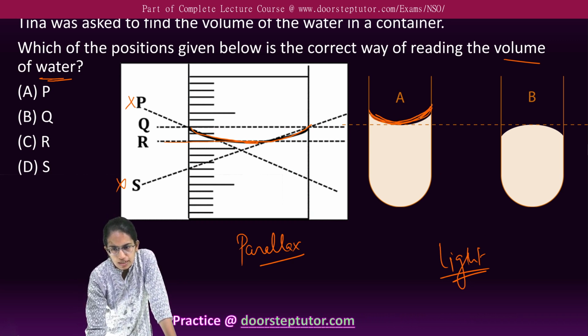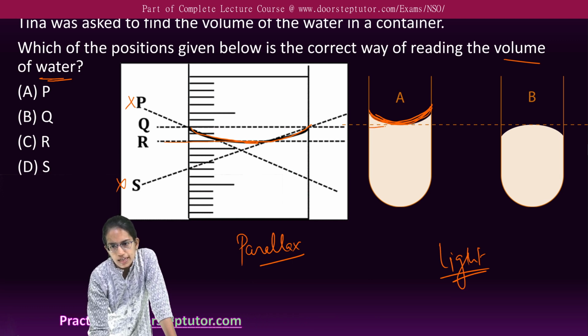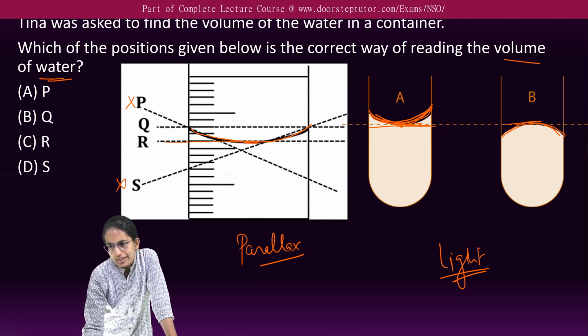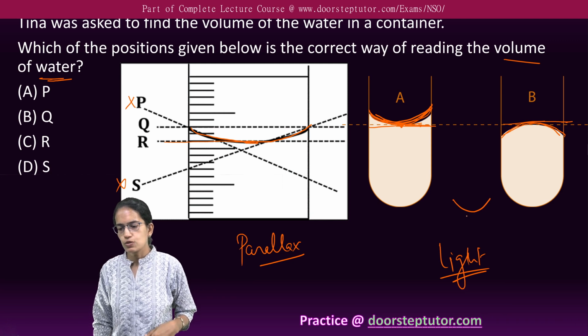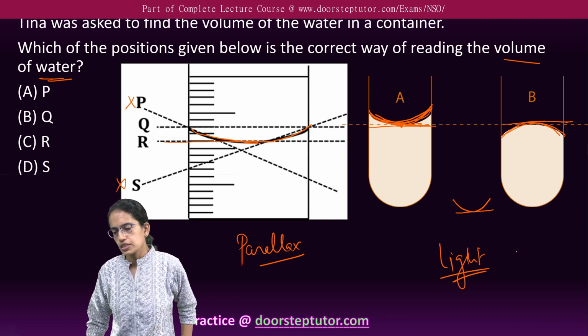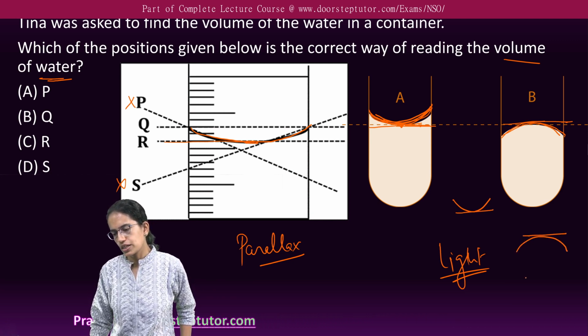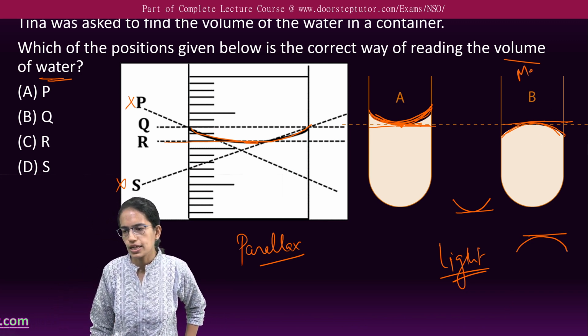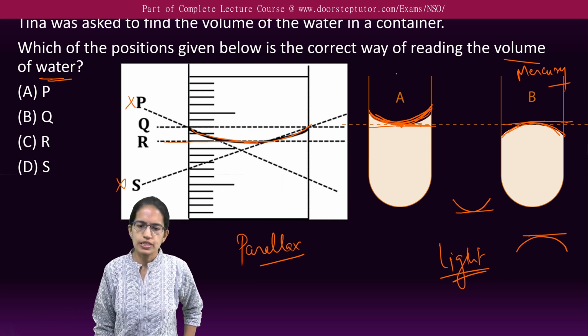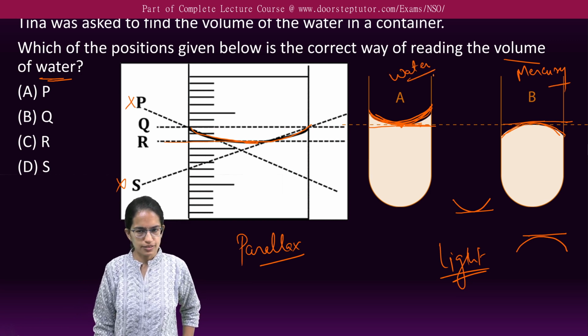If the shape is a depression, we would take the lower edge of it. If it is in a form of a small mountain or a hill, I take the uppermost layer. Okay, so how do you read it? If the water surface is like this, you would take the lower point. If the surface of the liquid is like this, you would take the upper point. So mercury is a substance which would form a structure like this. Water is a substance that would have a structure like this.